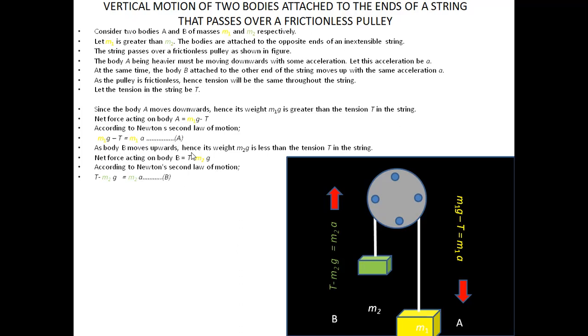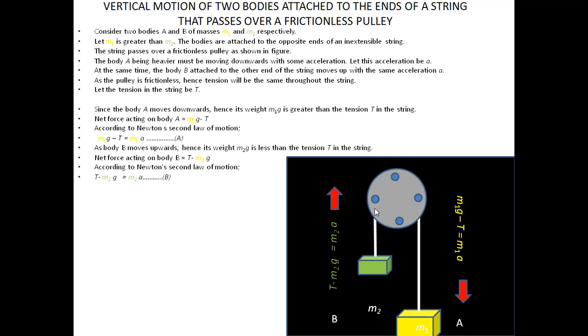Similarly, as body B moves up, the weight of m2 is less than the tension in the string. The body will move in the direction of the force of the tension. Therefore, the net force acting on body B is T minus m2g, where m2g is subtracted because this weight is less than the tension in the wire. According to Newton's second law, tension minus the weight of the second body, m2g, is equal to m2a, the force applied on that body. When a force is applied, the body moves in the direction of the force.